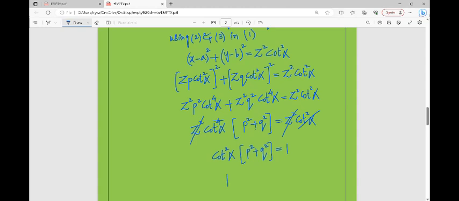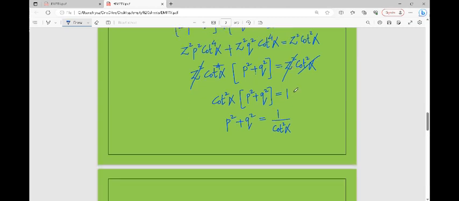The multiple terms will go that side and come to the denominator. It's p square plus q square is equal to 1 by cot square alpha. So finally, our answer is what? What is 1 by cot? 1 by cot is tan. So the answer is p square plus q square is equal to tan square alpha. This is the end of this problem.